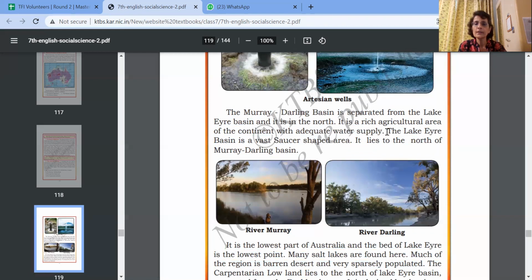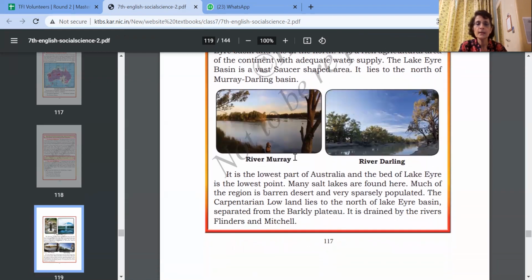Now the third point is that the Lake Eyre Basin is a vast saucer-shaped area and it lies in the north of the Murray Basin. तो जहाँ भी Murray Basin है, उसके north में Lake Eyre का basin है. Now that is the third point. Now mark this as the fourth point. It is the lowest part of Australia and the bed of Lake Eyre is the lowest point. Mark this as the fourth point.